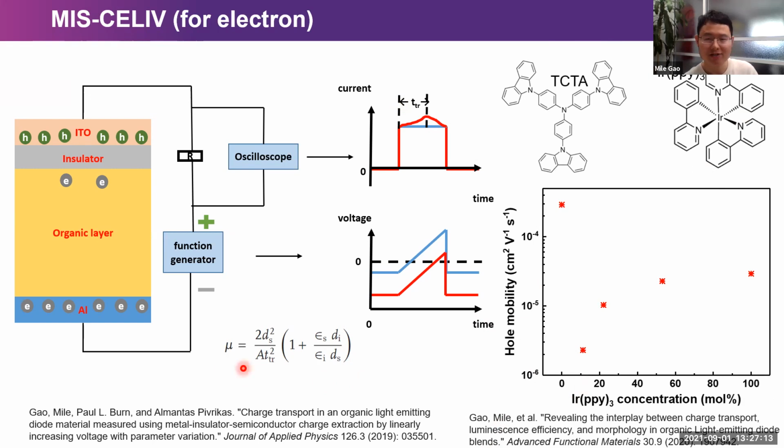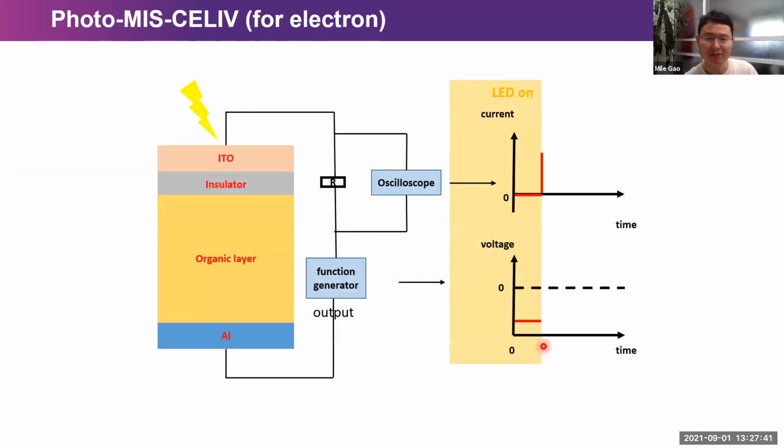However, since the charges are injected from the electrode, it is not always possible to find electrode materials that enable efficient charge injection under experimental conditions. To solve this problem, we've come up with an alternative way, that is to use photo-generated charges within this organic film. So we turned to the Photo-MIS-CELIV, where charge carriers are photo-generated inside rather than injected from outside.